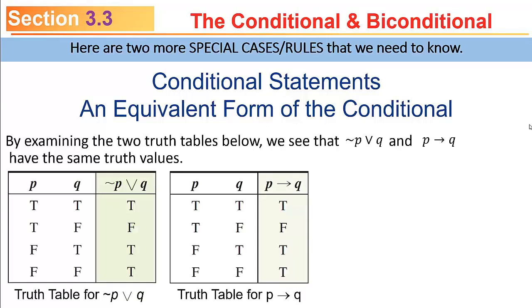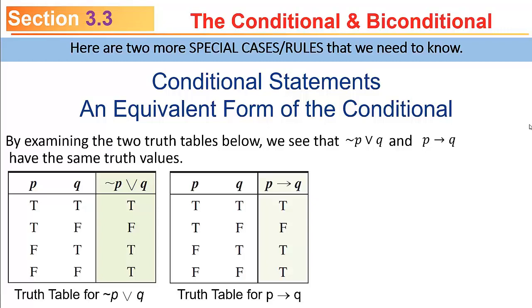By examining the two truth tables below, we see that not P or Q and P implies Q have the same values. I'm not going through this again, but if we went through the process of doing the truth table for not P or Q, which is the one on the left, and then we did the truth table for P implies Q, which we just did actually, on the right, you notice they have exactly the same truth values.